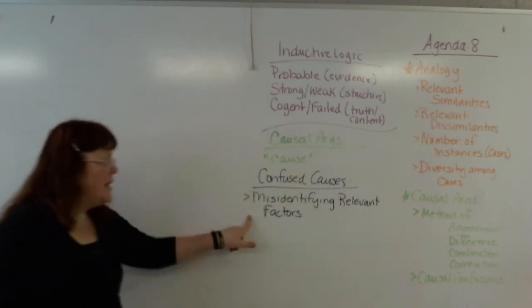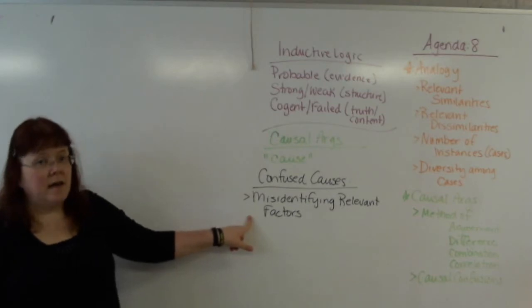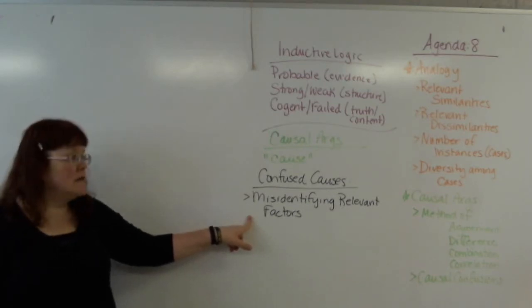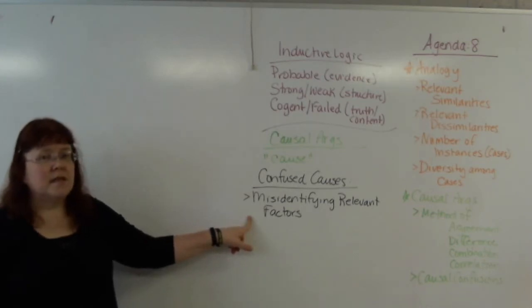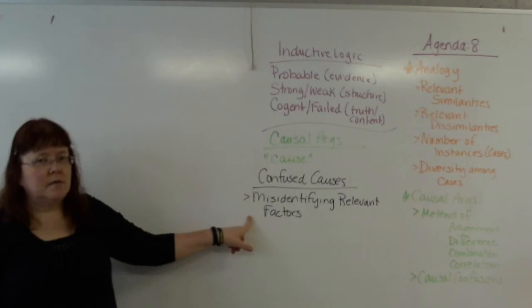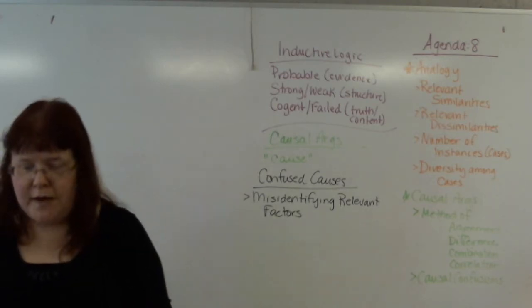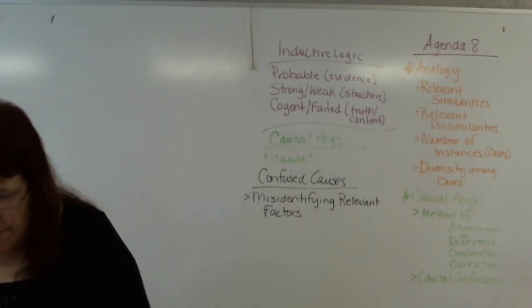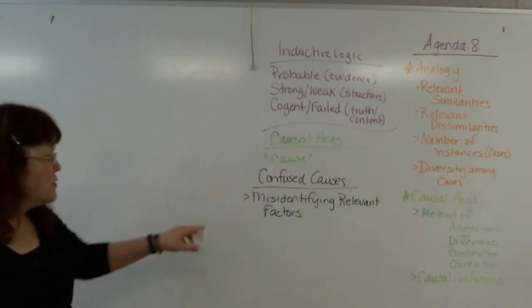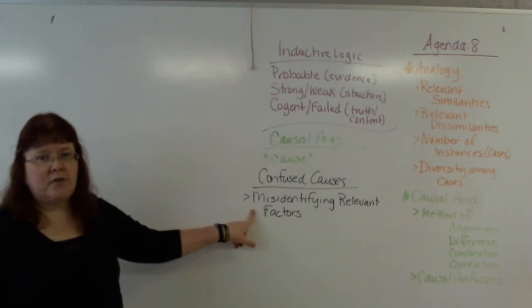Either I identify something as relevant when it's not, or I don't identify something as relevant when it is. Both of those things can get in the way and mess up something that we think might be causal but it's not really. Or we agree that it's not causal and it really is. Our ability to identify these relevant factors depends a lot upon our own expertise and background information. This is why we do research.